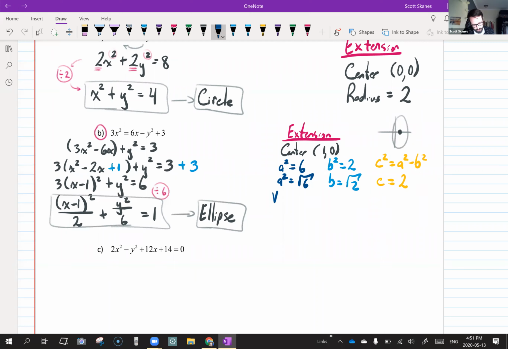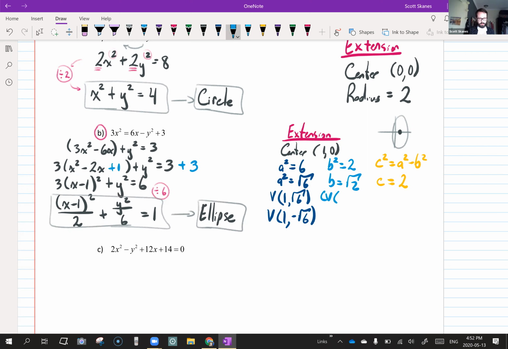So what are the vertices? I'm going to run out of space maybe. Maybe not. Vertices? I'll use V, sorry, just to save space. The vertex must be up and down. So we need to take the center and add √6 up, and come down by √6. So it's going to be 1 and √6, 1 and -√6. If you don't know how to do that, you haven't done enough practice.